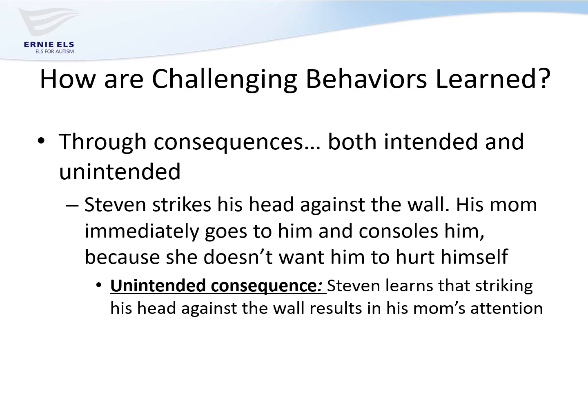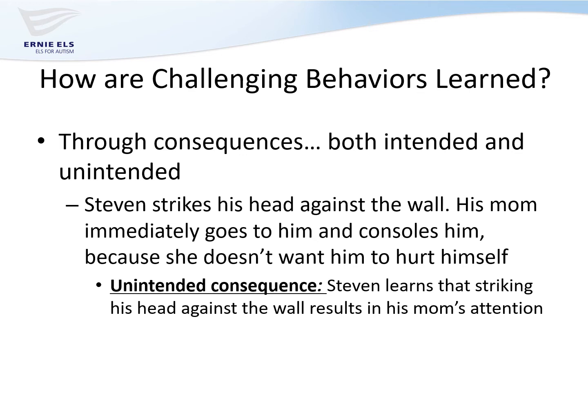Let's take Stephen for example. Stephen strikes his head against the wall. His mom immediately goes to him and consoles him. Stephen's mom does this because she doesn't want Stephen to hurt himself and is trying to protect him. However, what Stephen has learned is that if he bangs his head against the wall, he will get his mom's attention, and the next time he wants attention from mom, he is likely to bang his head again. Stephen's mom had the right intentions, in that she wanted to protect her son from harm, but by responding to his head-banging behavior by consoling him, Stephen was able to get the attention that he wanted, and mom inadvertently reinforced his head-banging behavior.